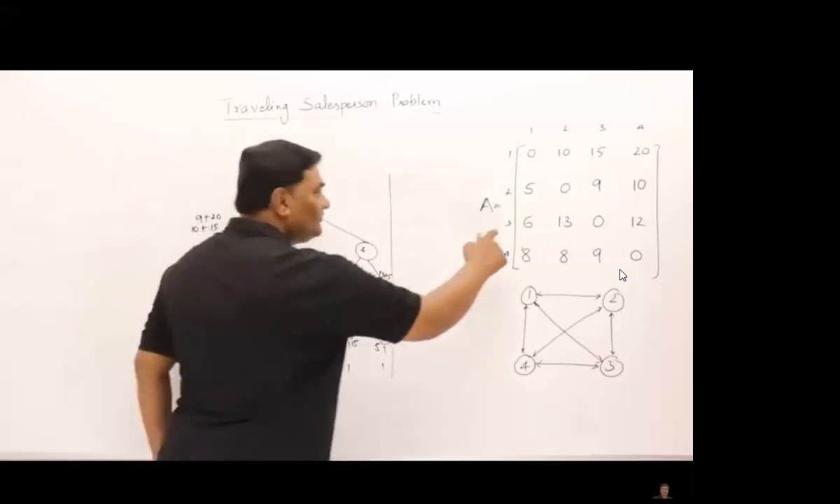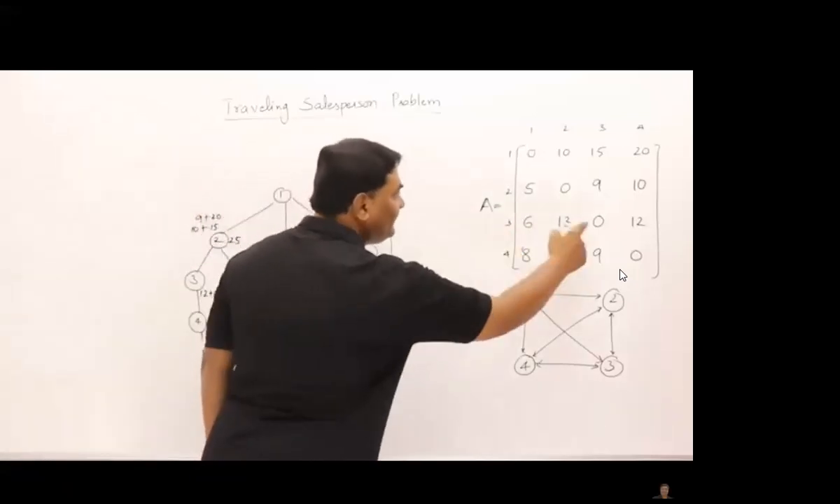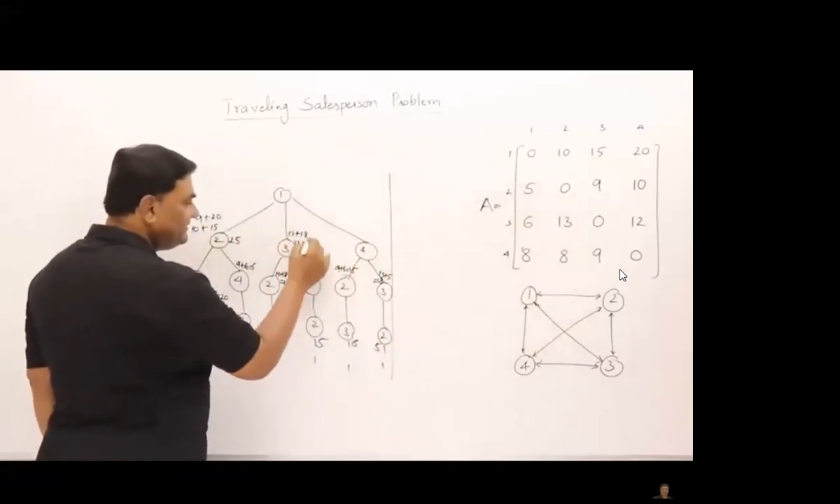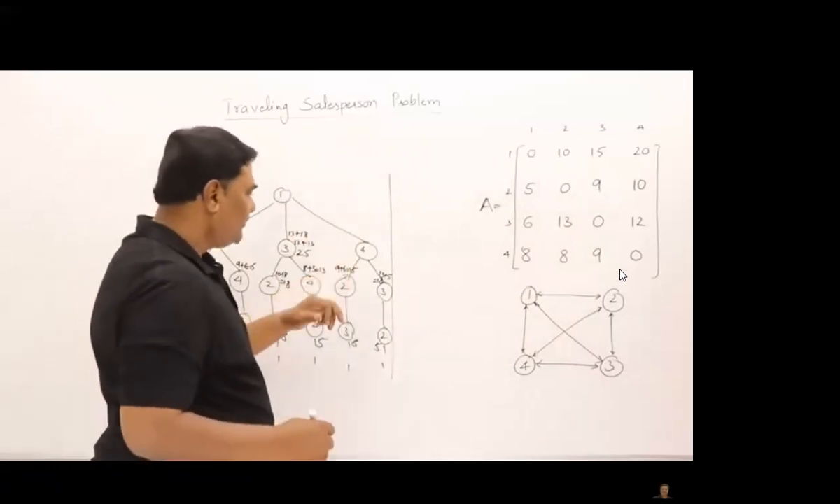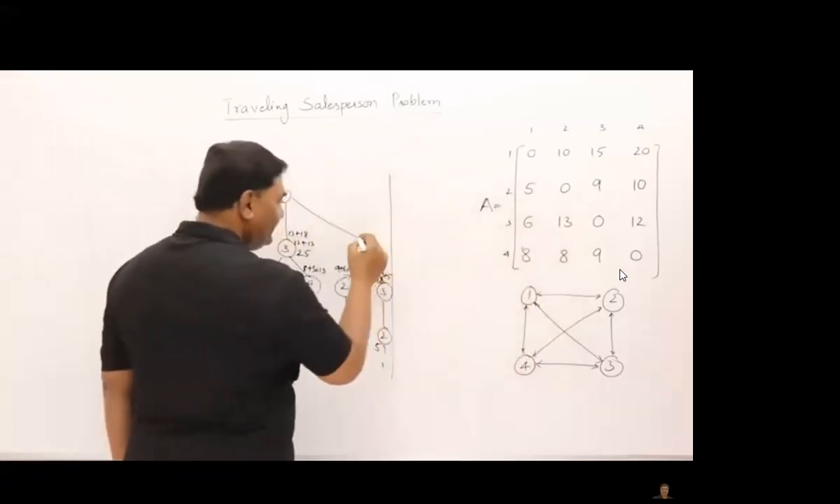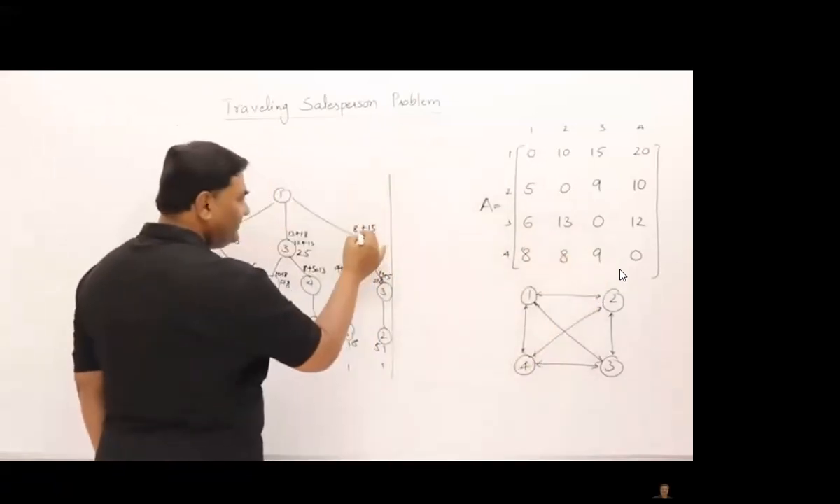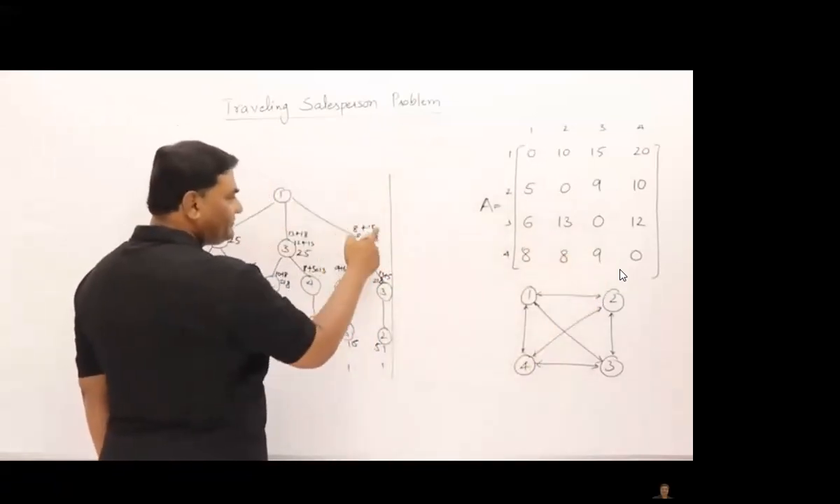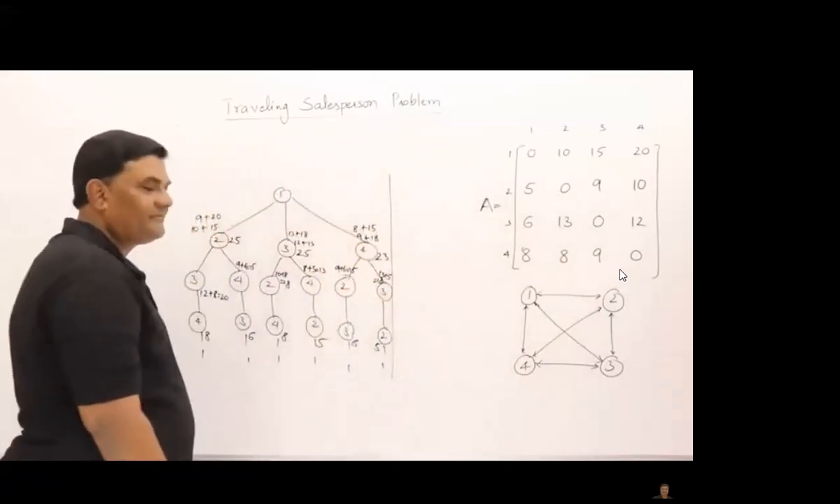Now in the same way, 3 to 2 is 13 plus 18, and 3 to 4 is 12 plus 13. Now this is 31 and this is 25, so this is also 25. Now 4 to 2 is 8 plus 15, and 4 to 3 is 9 plus 18. So this is 23 and this is 27. 23 is smaller, so this is 23.